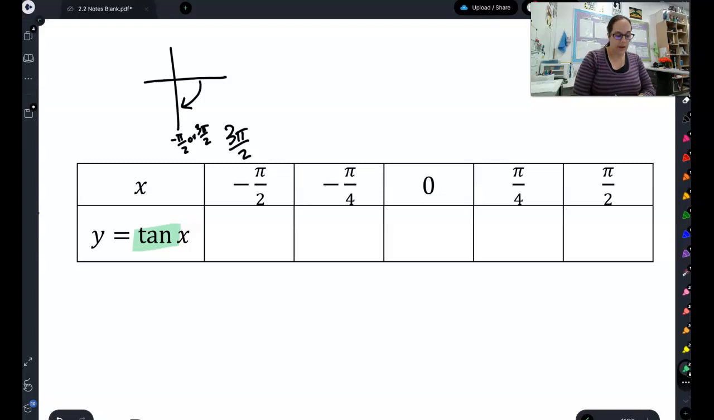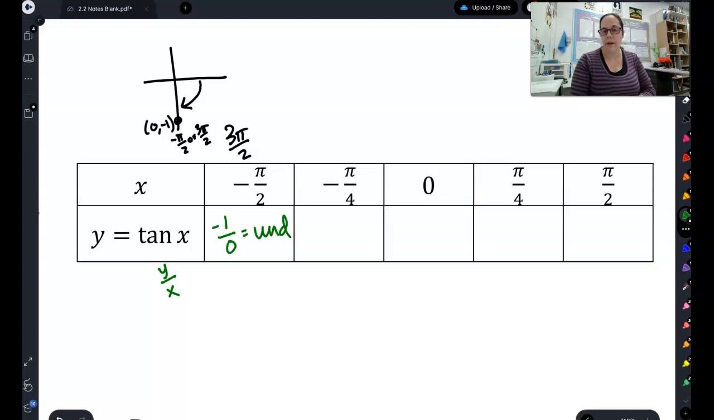value. Remember that tangent is the y value over the x value. So we come here at negative pi halves, find this point, which is going to be 0, negative 1, and I do the y value divided by the x value, which is going to give me undefined. Now if we look at negative pi fourths, the tangent value there is negative 1. At 0, the tangent value will be 0. Y over x gives us 0. Pi fourths gives us a positive 1. And at pi halves, we get undefined again.